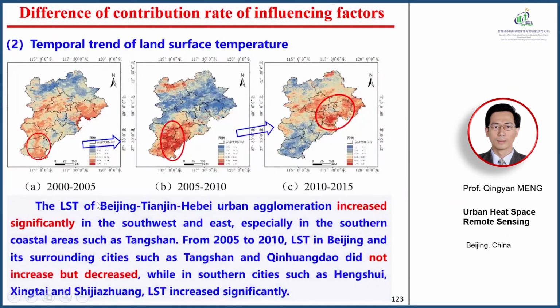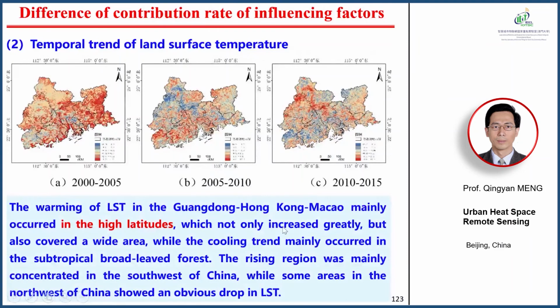And also, this is the Beijing, Tianjin, Hebei urban agglomeration, which increased significantly in the southwest and east. And you can see, from this area, Beijing and its surrounding cities, Tangshan and Qinhuangdao, didn't increase but decreased. But in the southern cities, such as Hengshui, Xingtai, and Shijiazhuang, it increased. And we can also analyze the other periods, the Guangdong, Hong Kong, Macau. Where is high, where is low, like that.